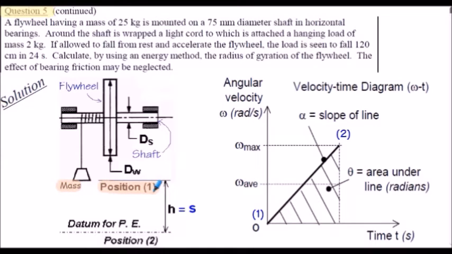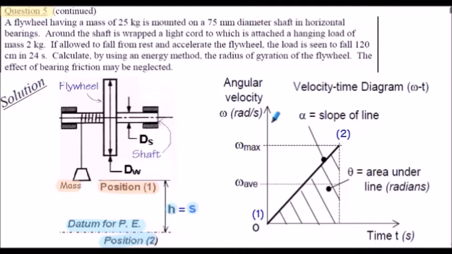When it's allowed to fall freely, unwinding itself from the shaft and applying a torque to the shaft and to the flywheel. At position 2, the hanger mass has now fallen through distance h, or sometimes termed s, and has now unwound itself totally from the shaft and is no longer driving the shaft and the flywheel. Notice that's the datum for the potential energy, this lowest point in our system.